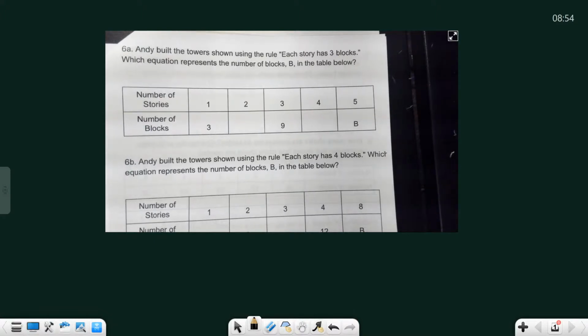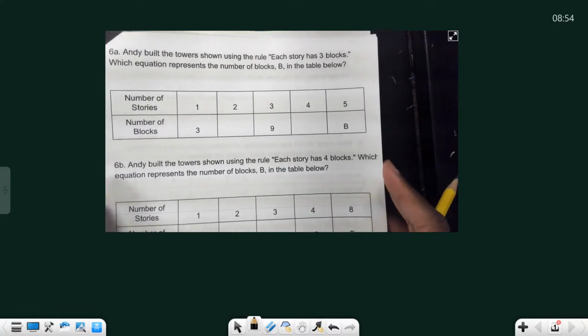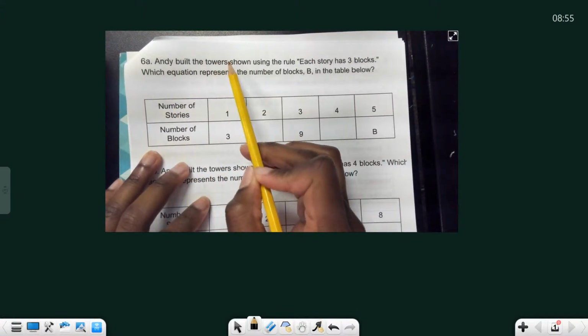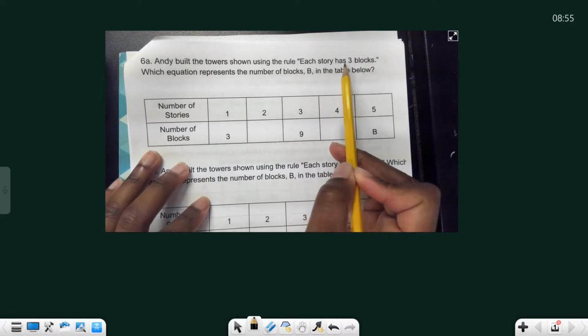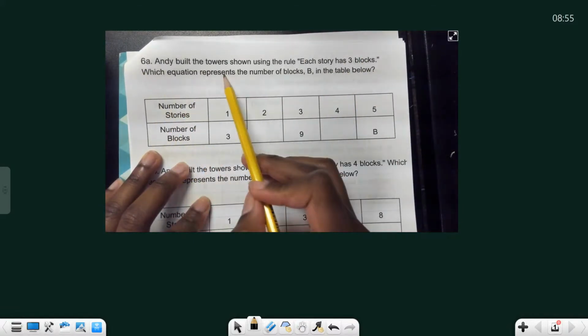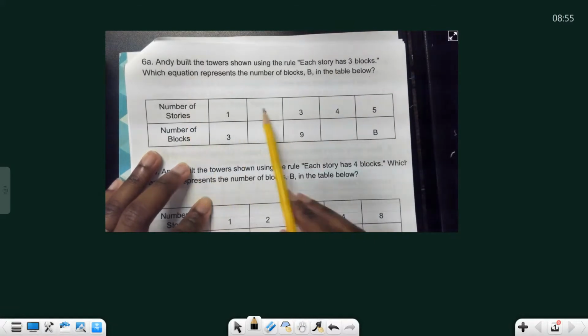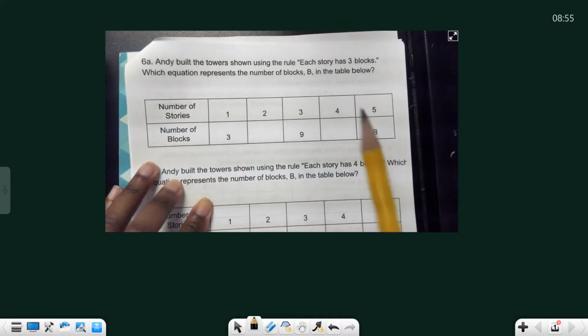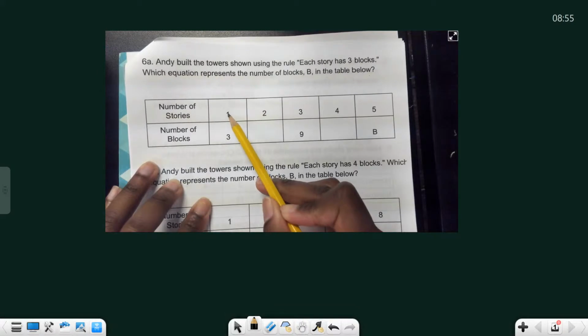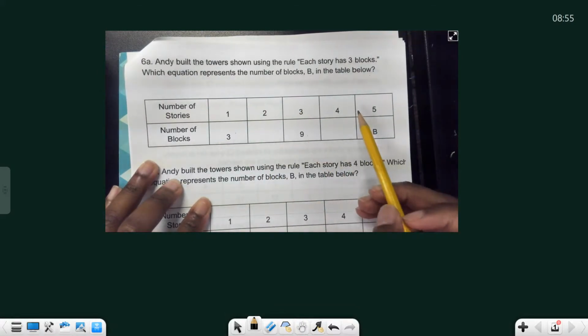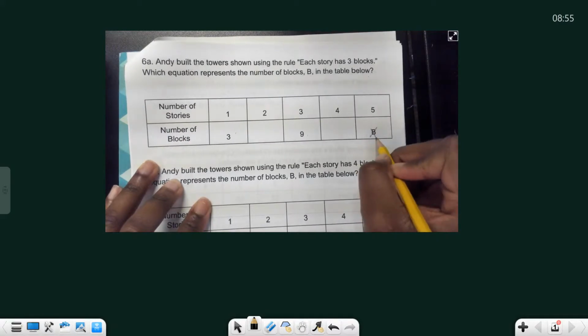We're still working with Andy and some of his towers. So 6A says, Andy built the tower shown using the rule each story has 3 blocks. Which equation represents the number of blocks B in the table below? So number of stories, number of blocks. Well, right now I know this. If I'm on the first story, I have 3. If I'm on the third, I have 9. If I'm on the fifth, I don't know because it's a B.